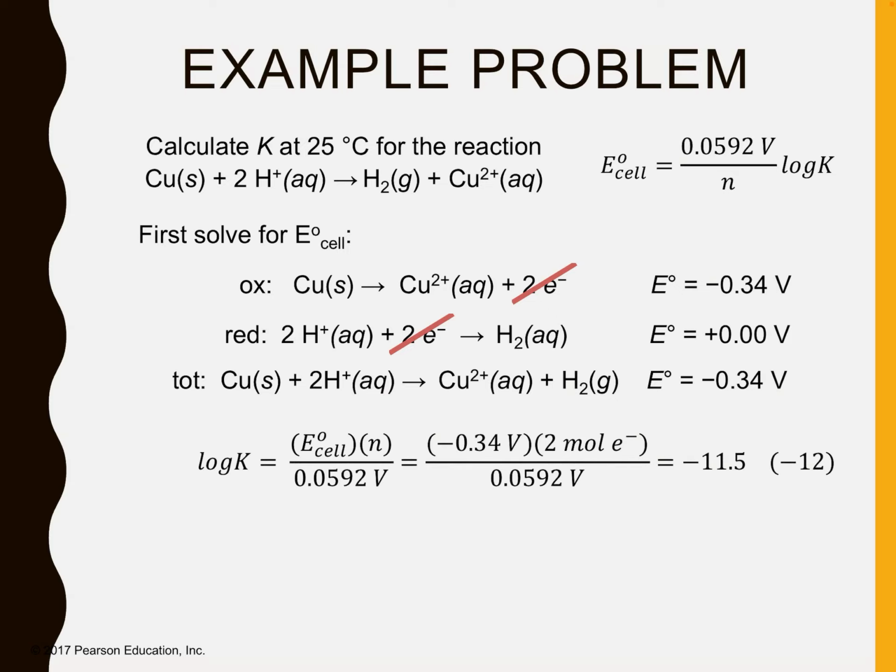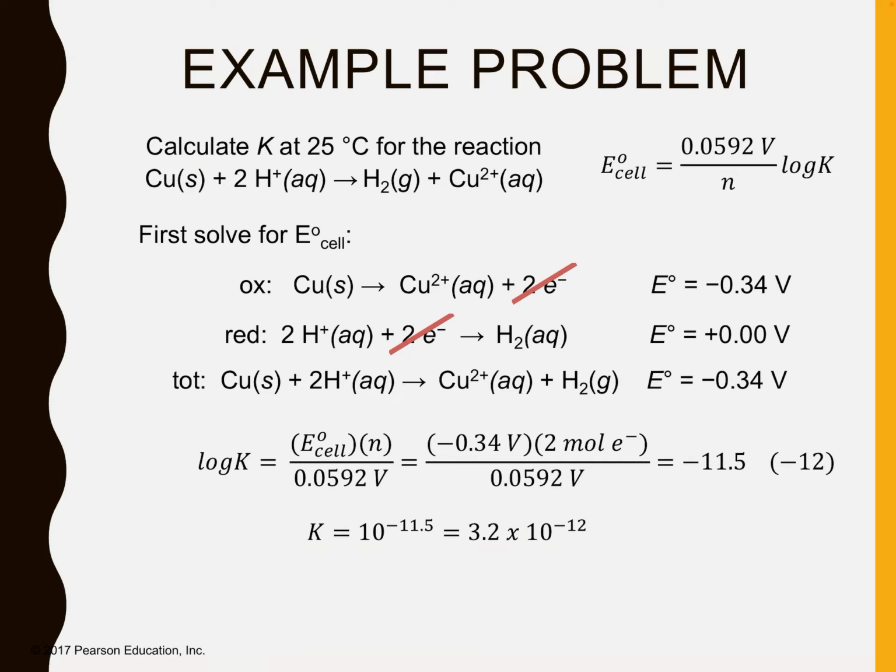Okay. So now we can plug things in. So I've rearranged my equation already, right? I multiplied both sides by n divided by 0.0592 so that I could get log K by itself. So I can plug things in here. And you'll get that log K is equal to negative 11.5, or rounding for significant figures, negative 12.